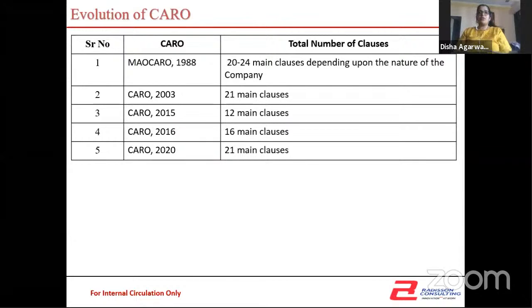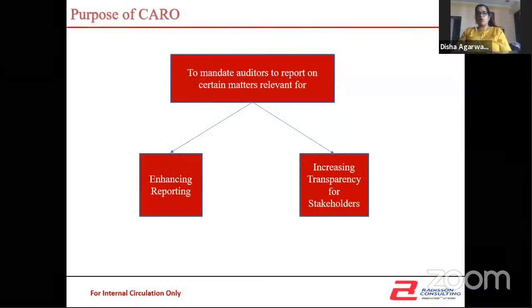We do call it CARO 2020 because earlier it was applicable for financial years starting from 1st April 2019. But now, because of the COVID situation, this has been extended, and it is applicable only for financial years starting from 1st April 2020. So next year, when we give audit reports for March 21, CARO 2020 is going to be applicable.